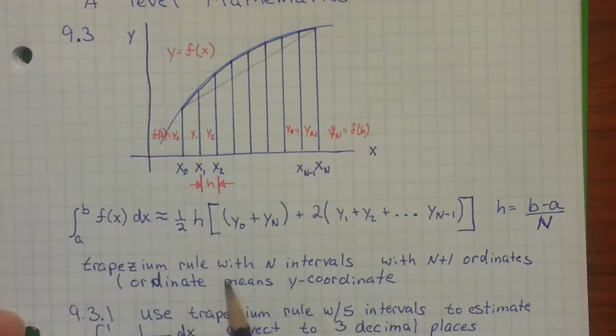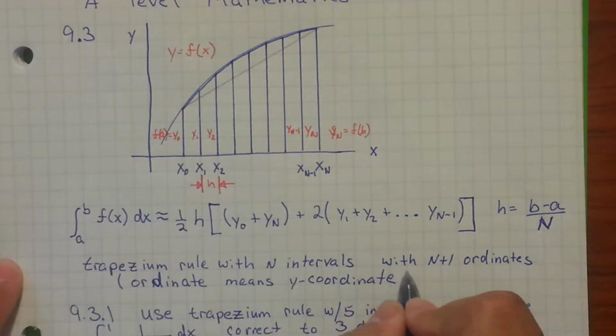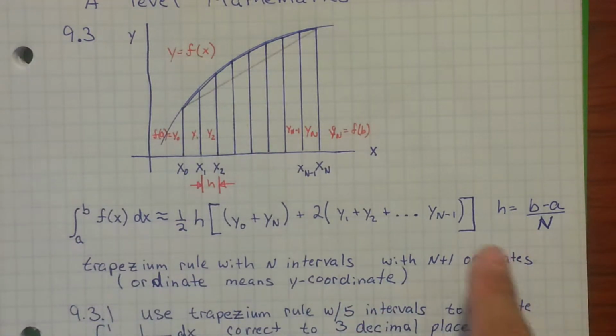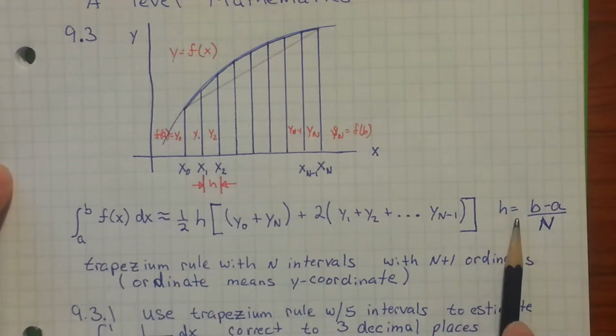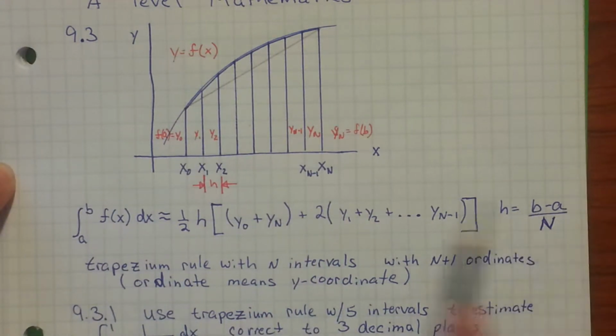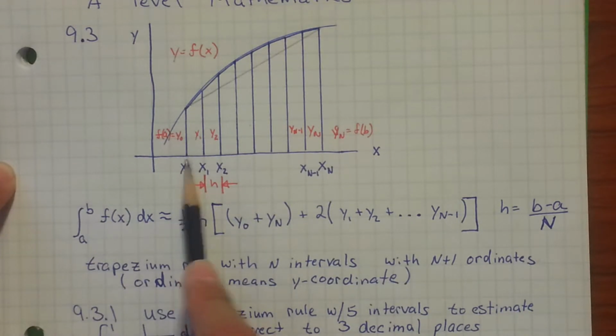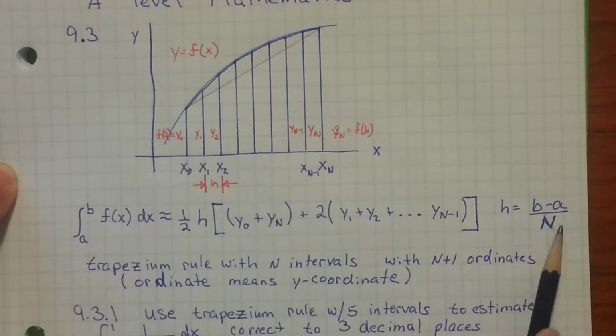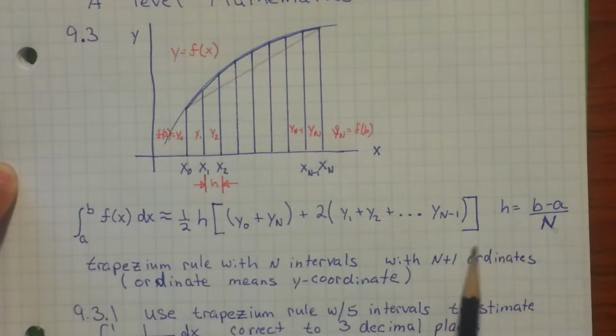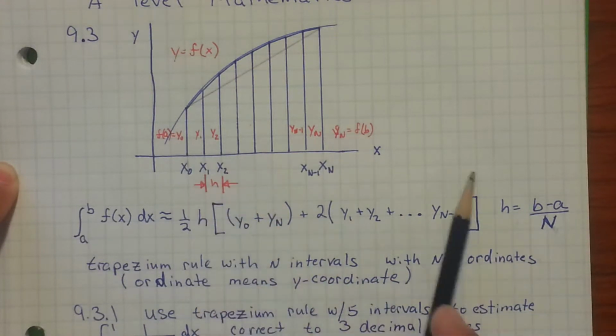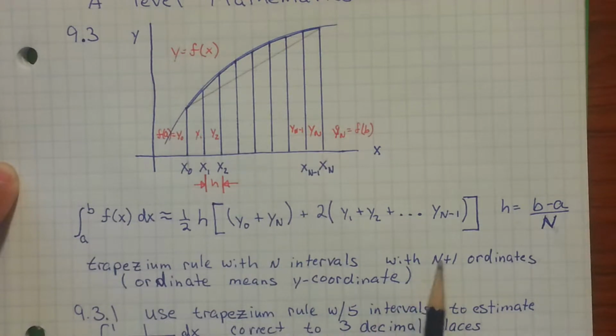Right here it says trapezium rule with n intervals with n plus 1 ordinates. Ordinates means the y coordinate. Where h in my formula, h is the height, it's going to be b minus a, so it's actually going to be my last one minus my first one, divided by how many, the number that I would have for how many intervals I have. So it would break it up into that many pieces, and ordinates would be plus 1 to that, and that's what that means.